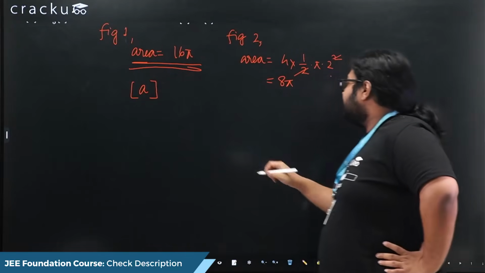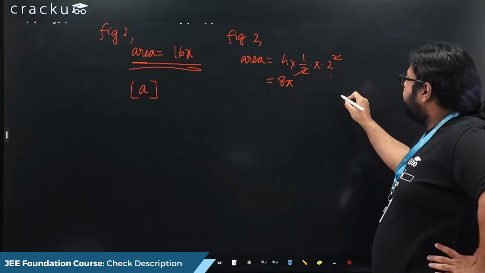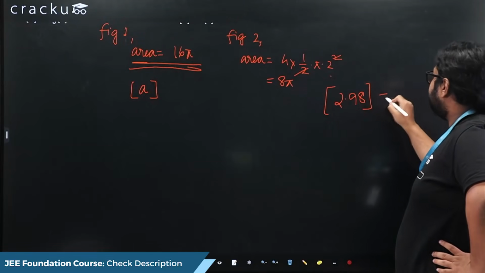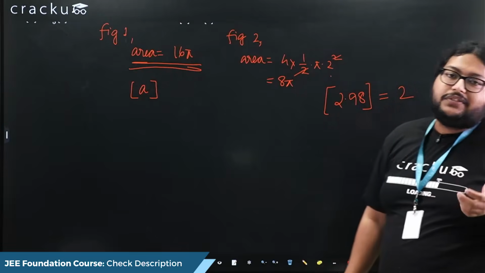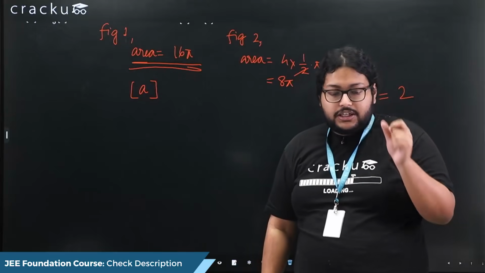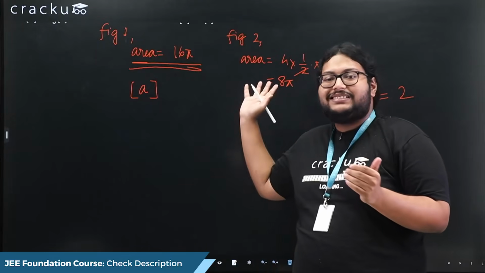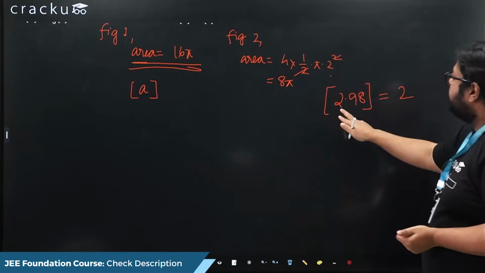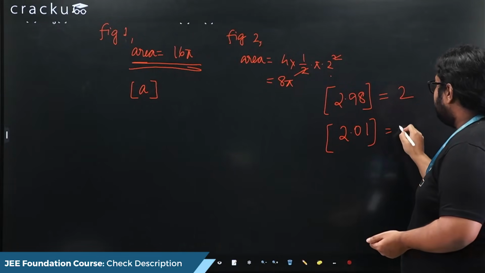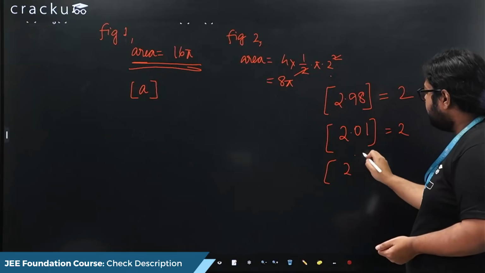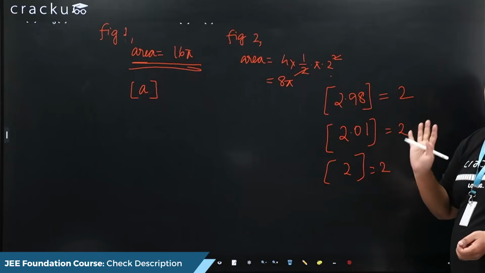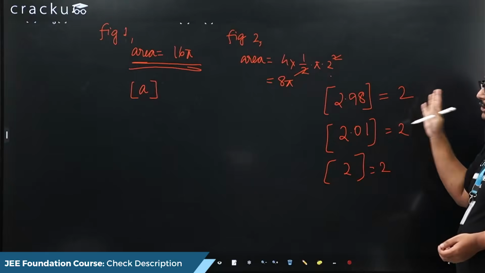This basically gives us something like, say if I have 2.98, and if I apply the greatest integer function, then this gives me 2. So the greatest integer function gives as output the greatest integer which is less than or equal to this number. So 2.98 gives me 2, 2.01 also gives me 2, and just 2 will definitely give me 2 only. So what is the greatest integer which is not greater than this number? It's not a round off function.